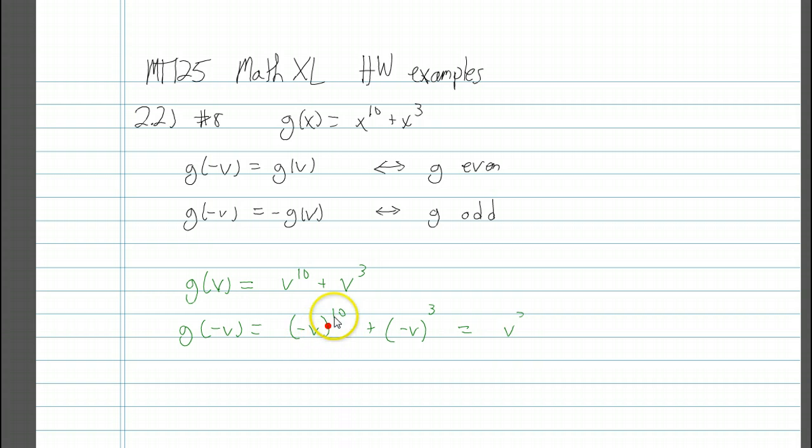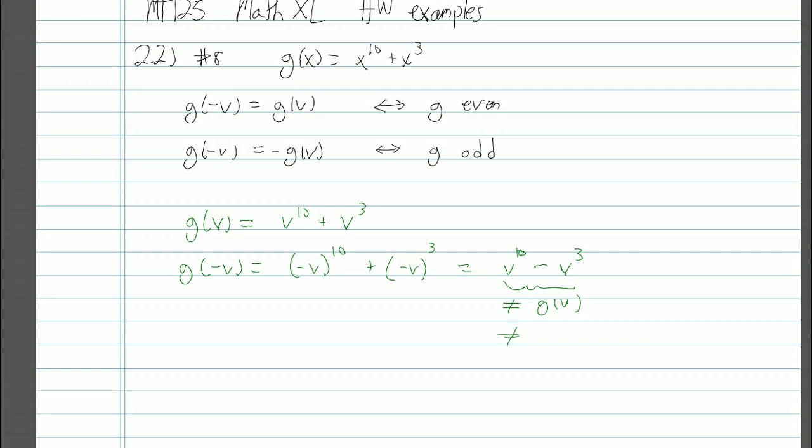When you raise a negative quantity to an even exponent, you get a positive result. When you raise it to an odd exponent, you get a negative result. So we get v to the 10th minus v to the 3rd. And we can see that that's not equal to our original, and therefore g is not an even function.